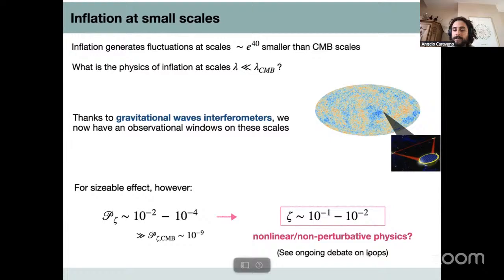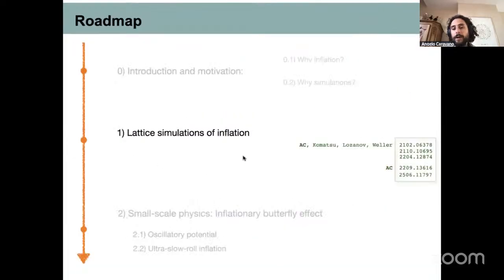This is always phrased as a debate on loops, which basically means that one wants to compute the next to leading order in perturbation theory, which in the analytic calculation typically appears as loops. In this talk, I want to focus on the possible nonlinear and non-perturbative physics associated with having large fluctuations generated by inflation. And the technique that I'm going to use to do that is lattice simulation of inflation. So let me introduce this for just a few slides.